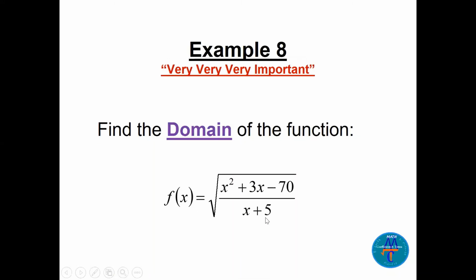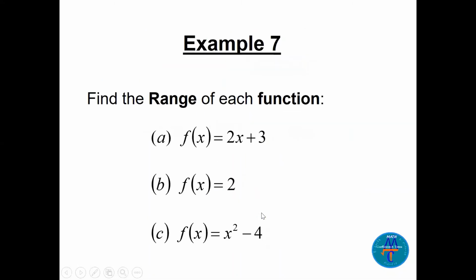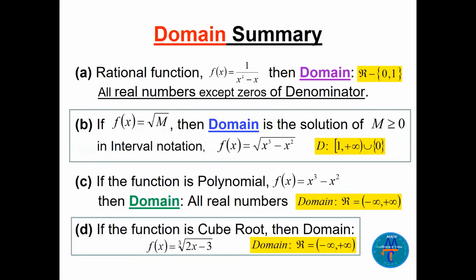Now we take the radicand, remember? Radicand. Now the radicand here, all this is the radicand. X squared plus 3x minus 70 divided by x plus 5. This is what I mentioned here. Let me go back a little, please, in the summary. See, this is capital M. Just remember that. Capital M. Everything, which means the radicand, everything under the radical, we call it capital M.